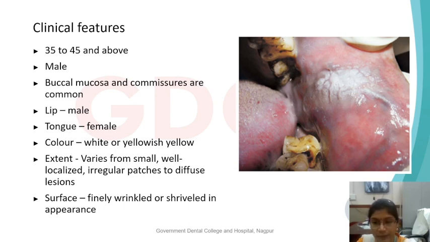Then the extent can vary from small, well-localized, irregular patches to diffuse lesions, and the surface is finely wrinkled or shriveled in appearance. As we can see in this particular lesion, this is the commissural area. Just 1 centimeter ahead of the commissural area, there is a white patch, and the surface of the patch is wrinkled or shriveled.